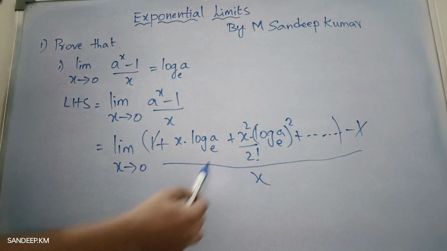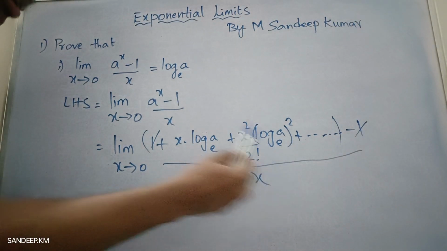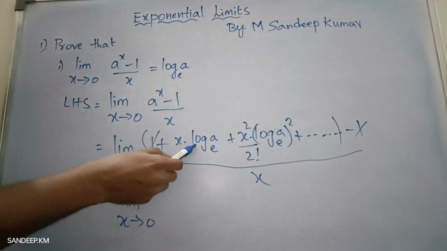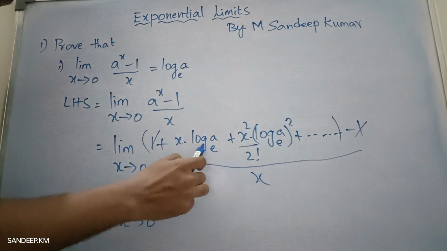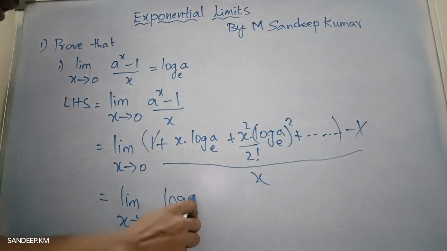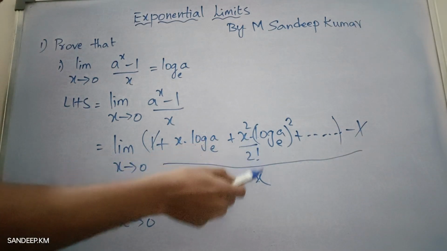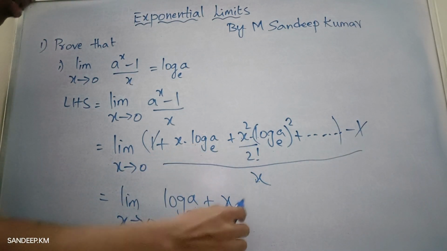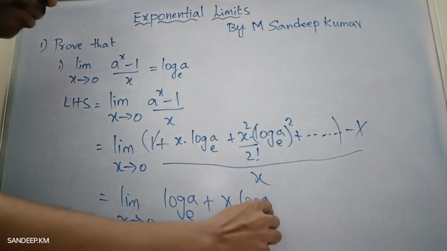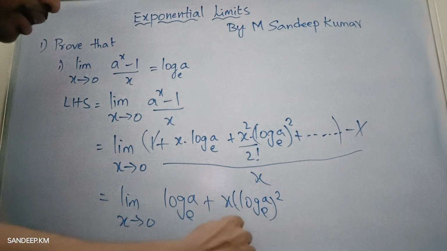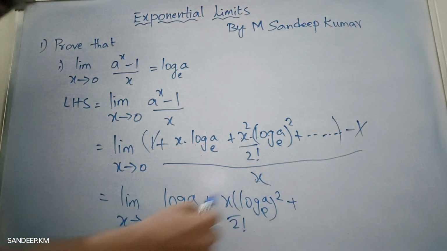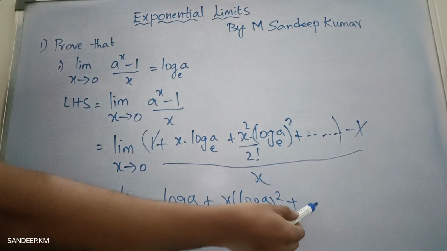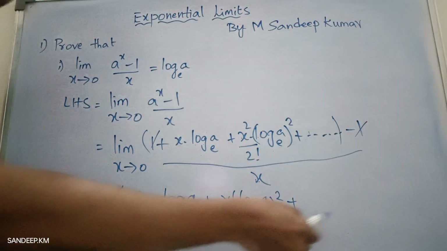Now x is a common denominator, and we can divide each term by it. So limit x approaches 0: the first term divided by x, so x and x get cancelled, and you get log a base e. The second term, x square divided by x, will be x, so x into (log a base e) whole square divided by 2 factorial. If you want to write the third term, x cube divided by x will become x square into (log a base e) whole cube by 3 factorial, and so on.